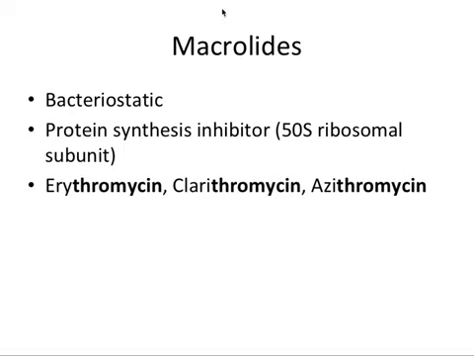Next we have the macrolides, and I promise we're almost done with these categories, and I have some kind of funny tips to help you remember these next two. So the macrolides are bacteriostatic, and they're protein synthesis inhibitors, just like the tetracyclines, except they attack the 50S ribosomal subunit. So some examples are erythromycin, clarithromycin, and azithromycin. And they all have this suffix thromycin.